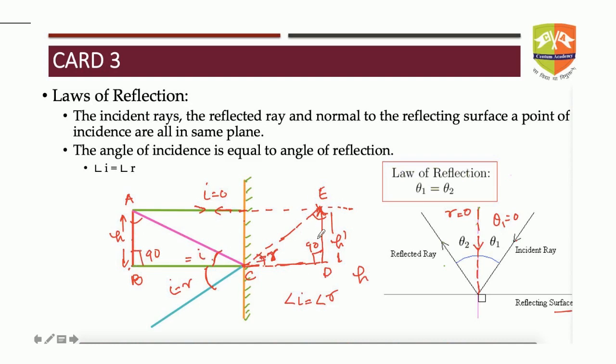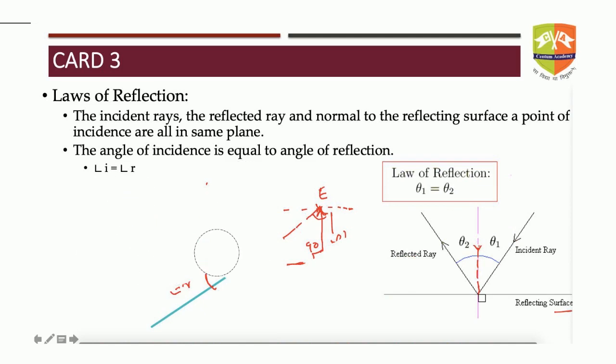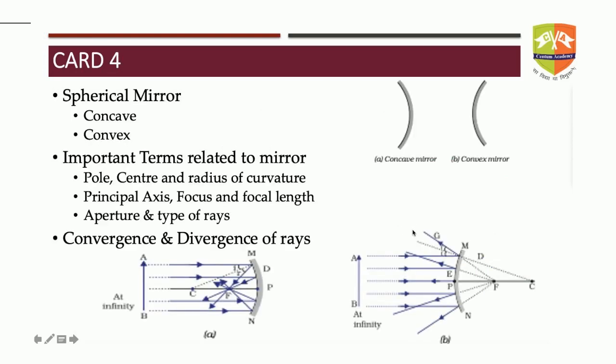To apply the concept of reflection here, it is important that we know the laws of reflection. The first law tells me that the incident ray is the ray coming from the object. The reflected ray is the ray that bounces back when the incident ray strikes the mirror. Then the normal is perpendicular to the surface. If I draw the normal here, the incident ray, the reflected ray, and the normal to the surface are in the same plane. And the most important point is that the angle of incidence is equal to the angle of reflection.